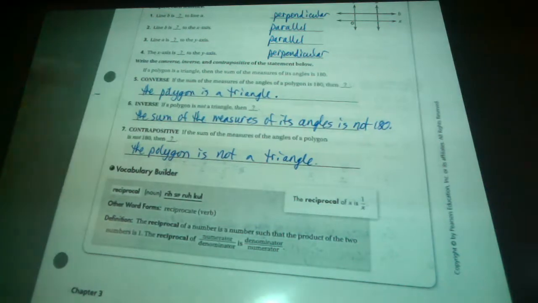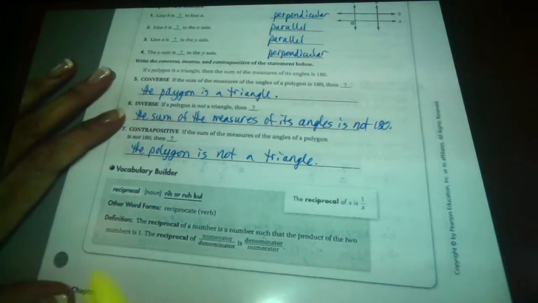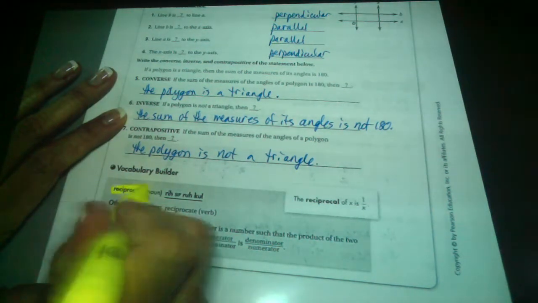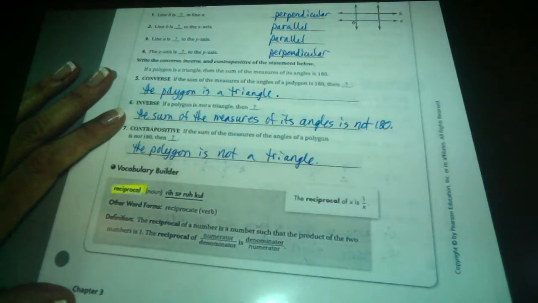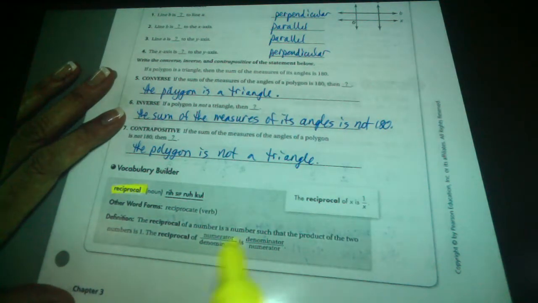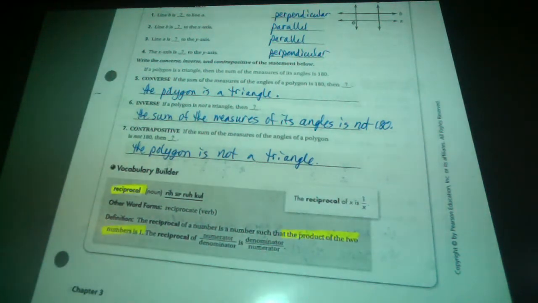Then we come to the word for today, and really this word is for tomorrow, because this is for our second half of our lesson, but the word reciprocal. We are going to use a reciprocal in conjunction with finding perpendicular lines. So the definition is really that the product of the two numbers equals 1. So the reciprocal of one number versus another, if we multiply those two numbers together, we have a product of 1.